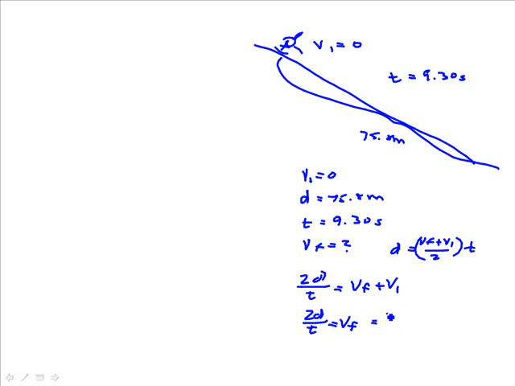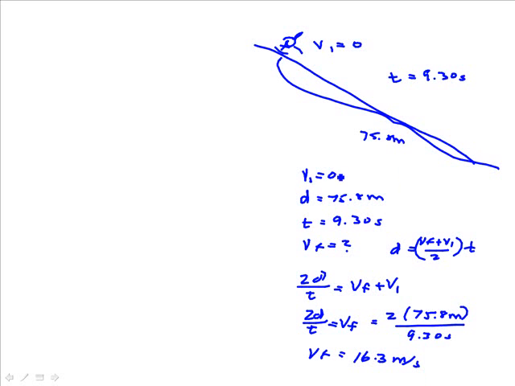VI is 0, so 2 times 75.8 divided by the time, which was 9.30 seconds, gives us a final velocity at the bottom of 2 times 75.8 divided by 9.3, and you get 16.3 meters per second. And that's it. All right. You could convert that to kilometers an hour, but there's no need in this particular question.